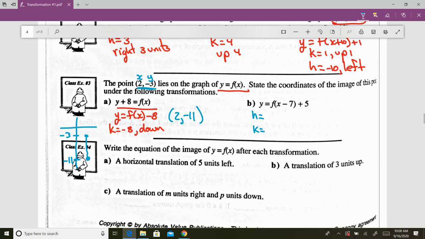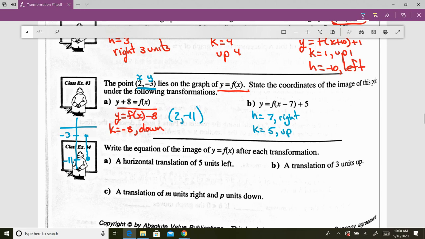What's H? 7, positive 7. So that means we went which way? Right or left? Right. And K is 5, so we went up.